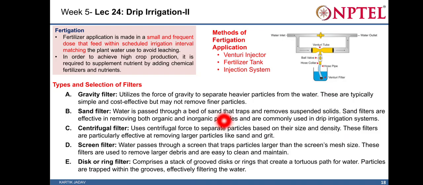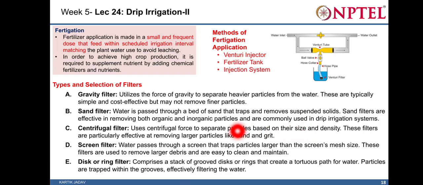Sand filters trap the finer material, and are effective in removing both organic and inorganic particles, and are commonly used in irrigation systems. Then centrifugal filters use centrifugal force to separate particles based on their size and density. These are particularly effective in removing larger particles like sand and grit.